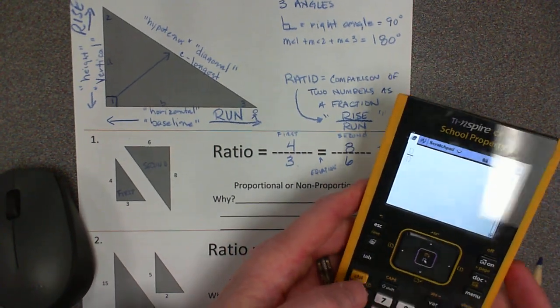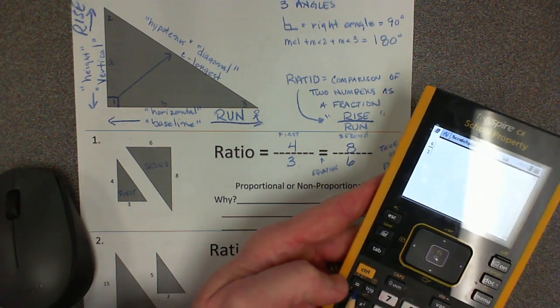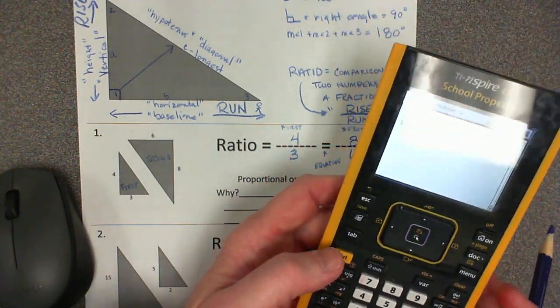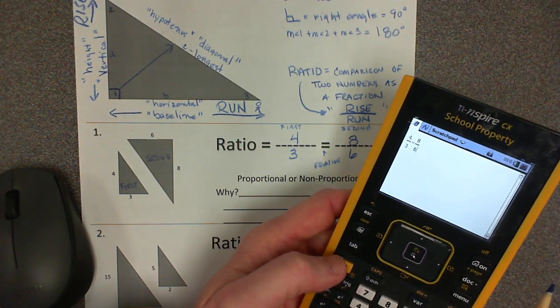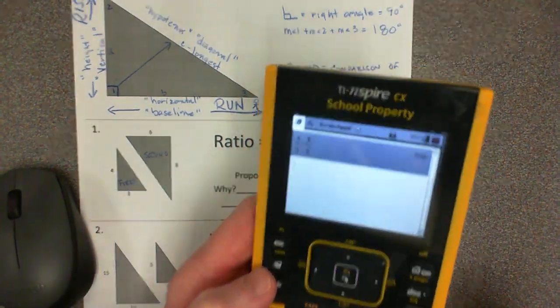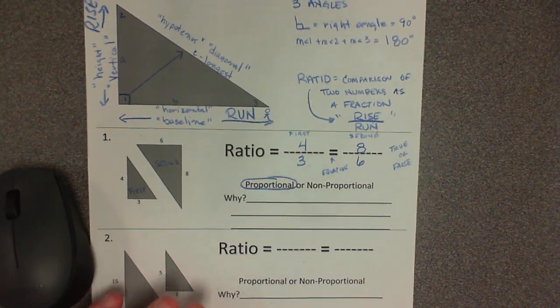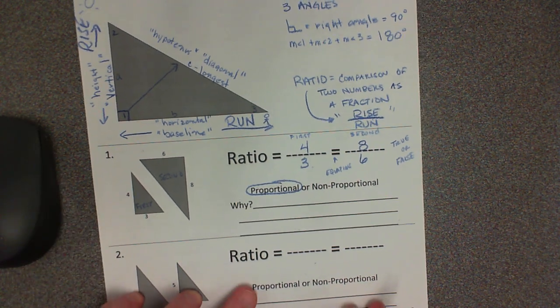So we're going to hit Control Divide, where 4 is my numerator and 3 is my denominator. Page right and press the equal sign, which is right down here next to the 7. Control Divide again, and we've got 8 over 6. And what do I get here? True. Now, if these are true, then we know that these two triangles are considered proportional. So please circle that word. And let's decide why this is.